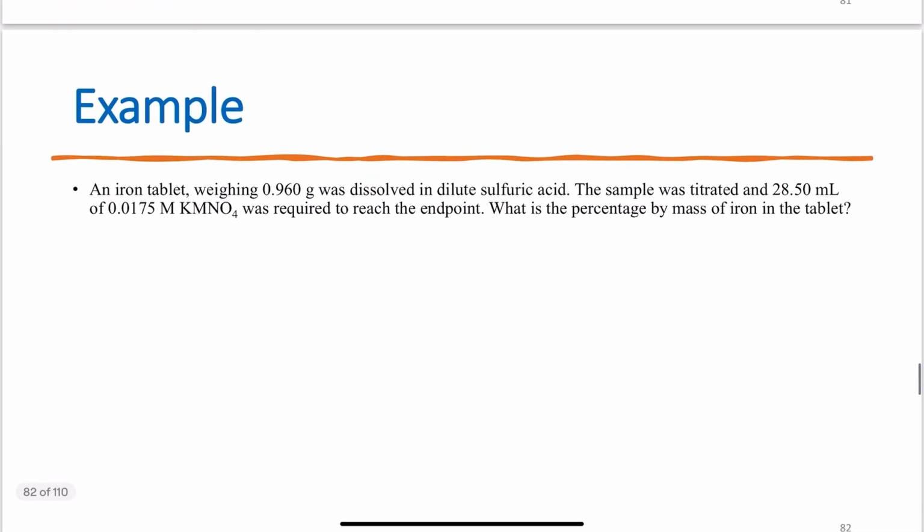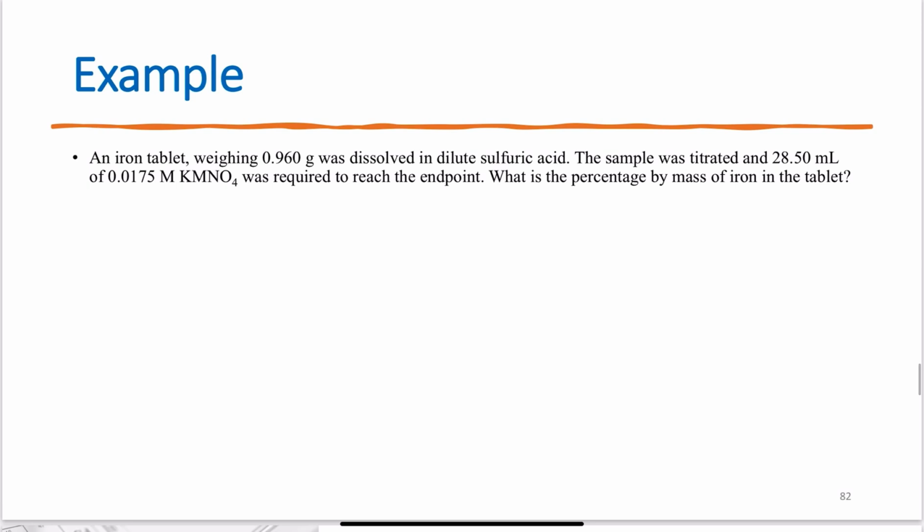Let's look at a couple examples of redox titration. An iron tablet weighing 0.960 grams was dissolved in dilute sulfuric acid. The sample was titrated and 28.5 mL of 0.0175 molar KMnO4 was required to reach the endpoint. What is the percentage by mass of iron in the tablet? So what does this all mean?